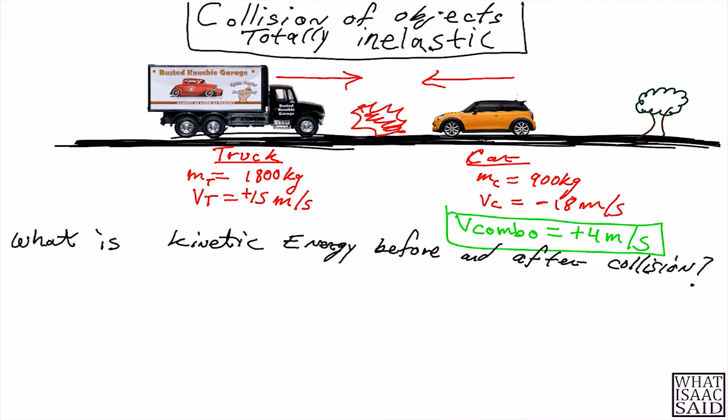So now we want to find the kinetic energy before and after the collision. And notice that I wrote our previous answer up here, the 4 meters per second. So let's find the kinetic energy before and after. We know that the formula for kinetic energy is 1/2 mv squared. So let's find the kinetic energy before the crash, and that is the truck kinetic energy plus K of car.